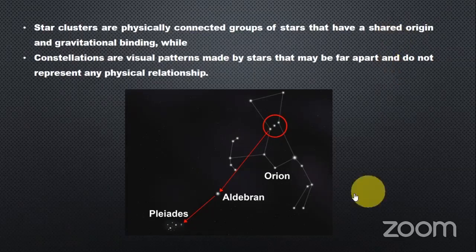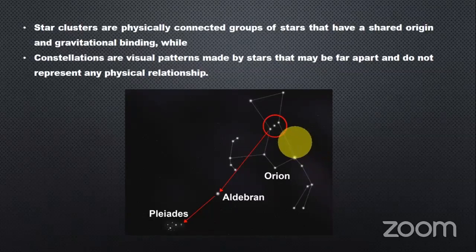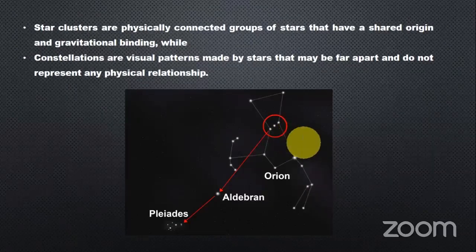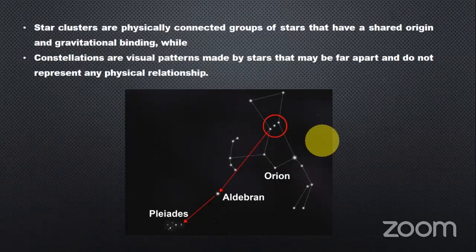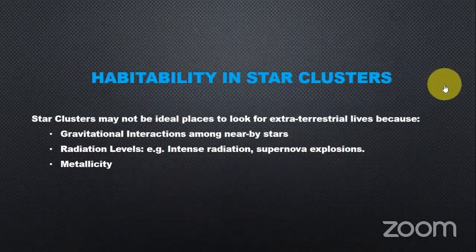An example is this Orion constellation. This is just a chance alignment of stars that gave a pattern, okay? Chance alignment. But even within that Orion constellation, you have the Pleiades, which is a star cluster. So they are not the same. For a star cluster, there is a relationship between these stars, but for a constellation, there is no relationship, just a chance alignment of stars.